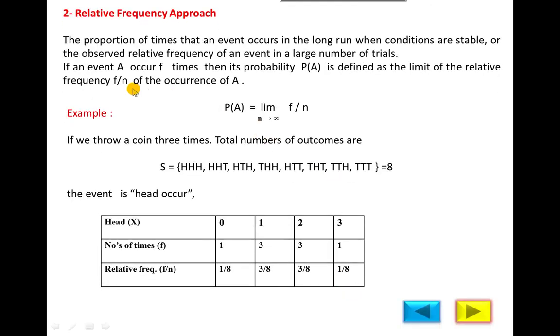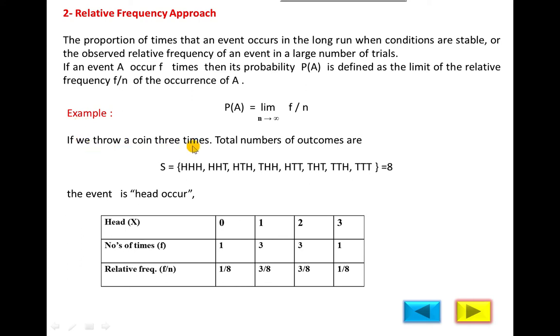So f upon n of the occurrence of A. So notation is different but formula is same, probability of A, and this limit n tends to infinity indicates large number of trials. If the observations are large, then we convert into a frequency distribution table, same as here. If the number of trials is large, we convert into a table in groups and represent in terms of frequency and total frequency.